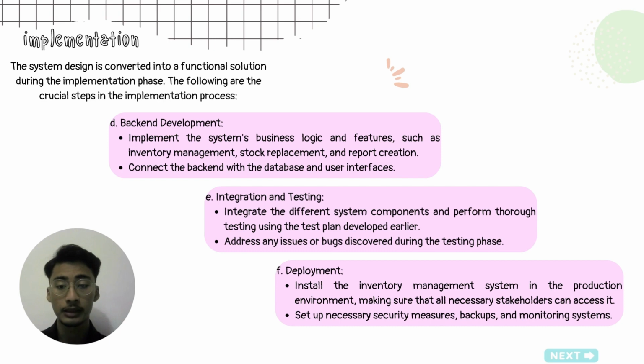Point F is the deployment, which is to install the inventory management system in the production environment, making sure that all necessary stakeholders can access it. And last is to set up necessary security measures, backups, and monitoring systems.